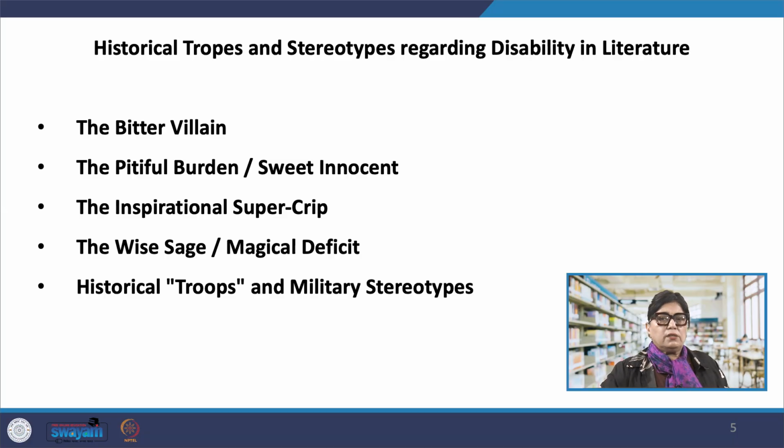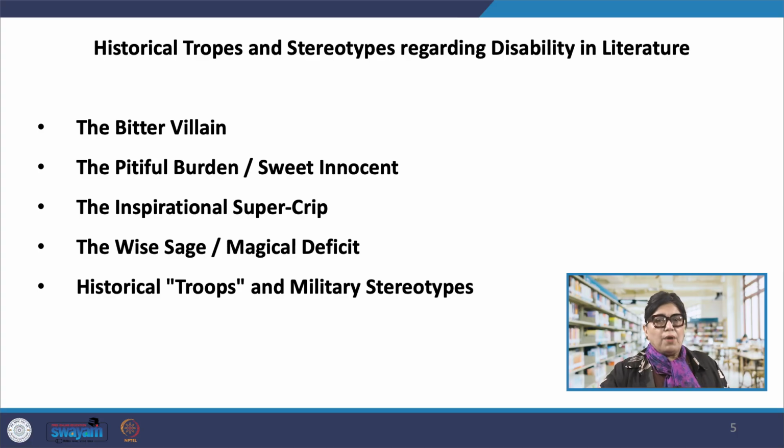The inspirational super crip speaks of framing a disabled character as a tool to inspire others simply by surviving or performing everyday tasks through unrealistic sheer willpower. And the wise seer or magical deficit, trading a physical capacity for supernatural insight. For example, giving a blind character a mystical sixth sense or prophetic vision.